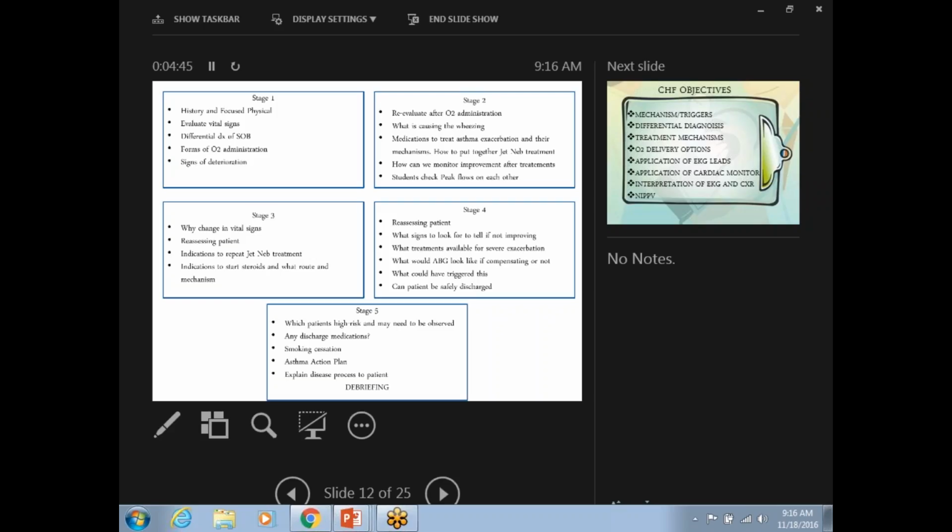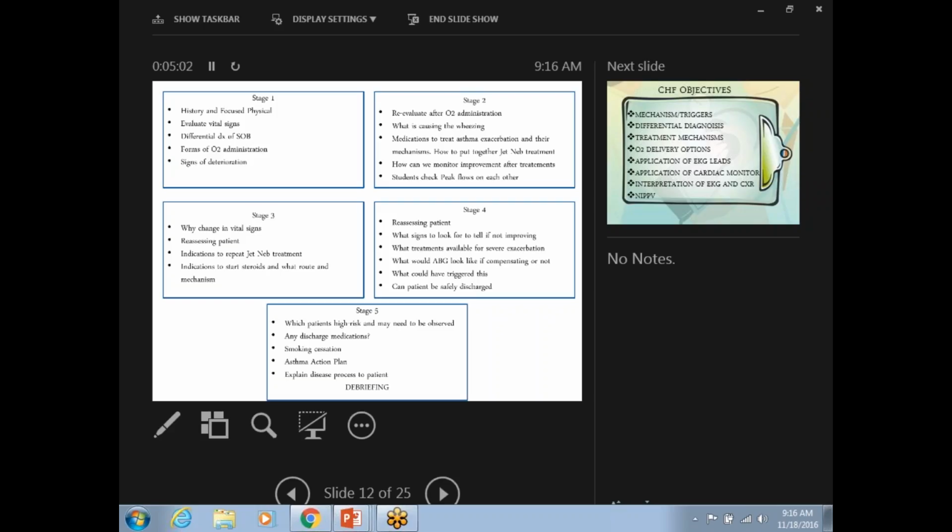And then definitely smoking cessation we need to bring up. It is very important. Something the asthma action plan is in the case. That's something that we can give to patients to show them, depending on what their peak flow is, what type of treatment they should do on their own before coming to the hospital.